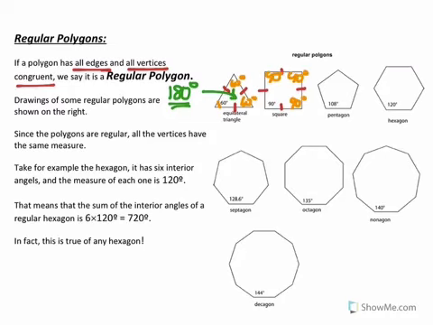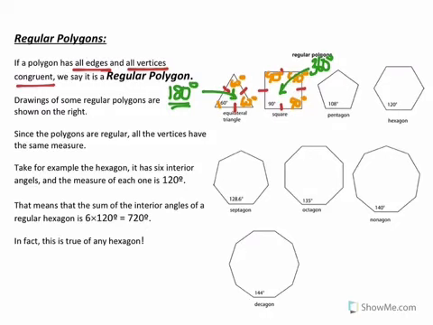Okay, so that's four 90 degrees. 4 times 90 will give you a total sum of 360. So 90 plus 90 plus 90 plus 90. That means any four-sided shape, all the corners should add up to 360. So we can keep going.